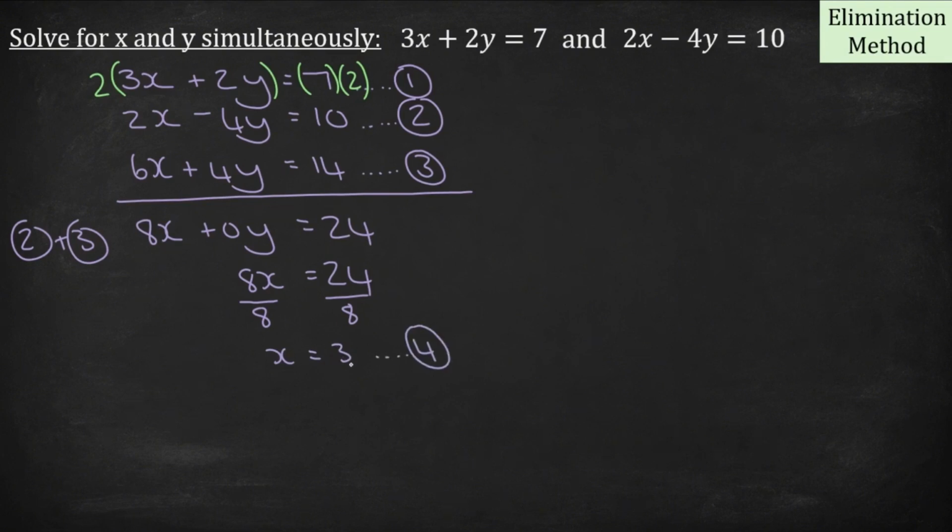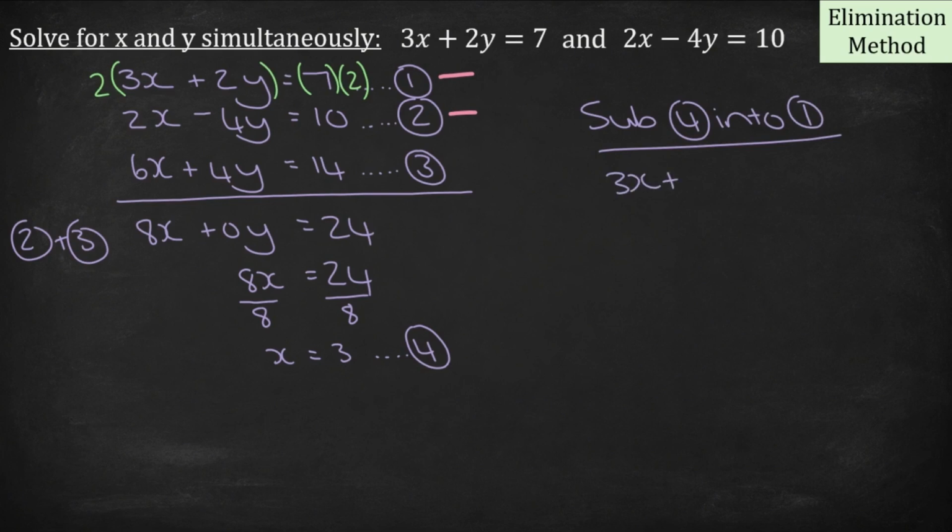Now that we have a value for x, I still need a value for y, because the question is solve for x and y simultaneously. So I'm going to substitute equation 4 into any one of my original equations, so either equation 1 or 2. I'm going to write substitute 4 into, and I'm going to choose equation 1. So I'm going to rewrite equation 1, which is 3x plus 2y equals 7. Now remember, substitution means whenever I see x, I'm going to substitute that x with 3. So I'm going to write 3. I see an x, so I'm going to substitute it with 3.